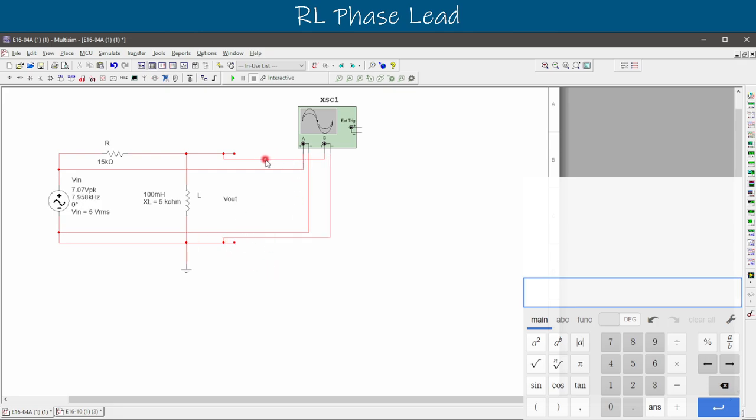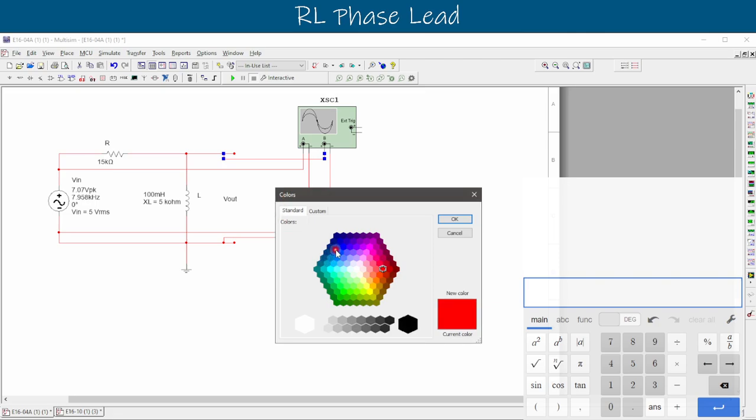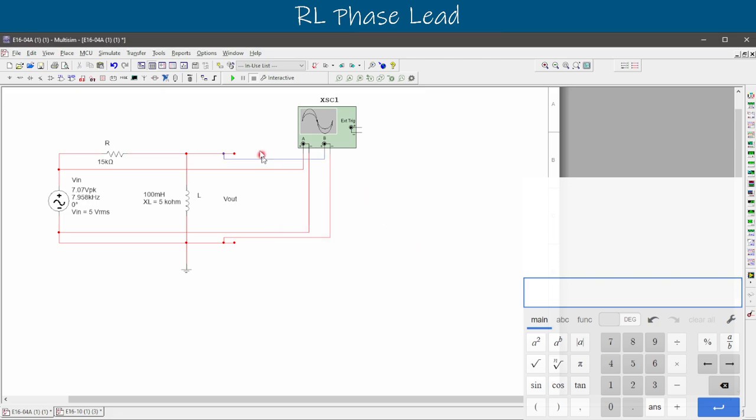So the positive side of channel B, I usually like to make it a different color so that I can see the difference between my source voltage and my inductor voltage. So I'll right click that one and change the segment color to, say, a blue color. We'll OK that out. And so now we've got blue lead leading into channel B, and so we're going to see the blue waveform is the inductor's voltage.